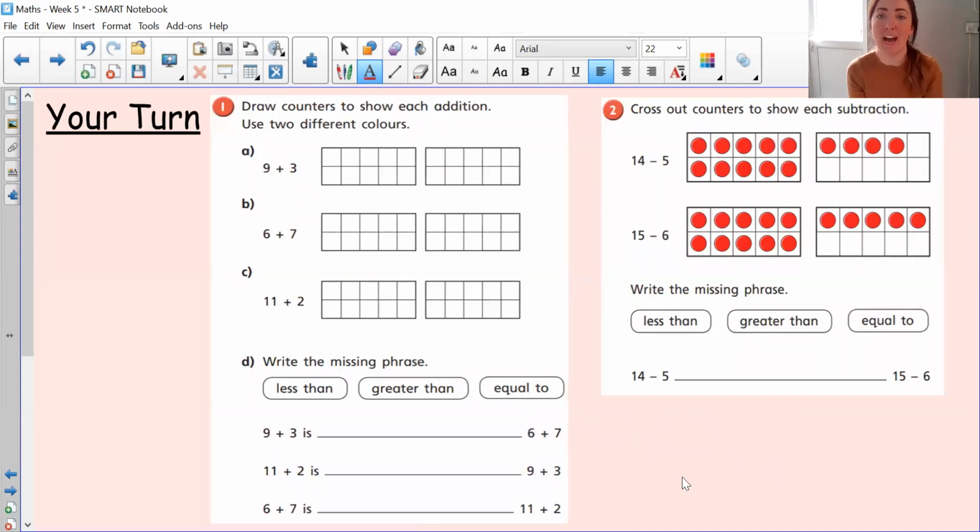Okay, so your turn now. We've got 2 questions here. So you can pause the screen to have a go at these, or you can find the sheet on Teams in the maths folder. And then when you've done these 2 questions, come back because we've got more for you.